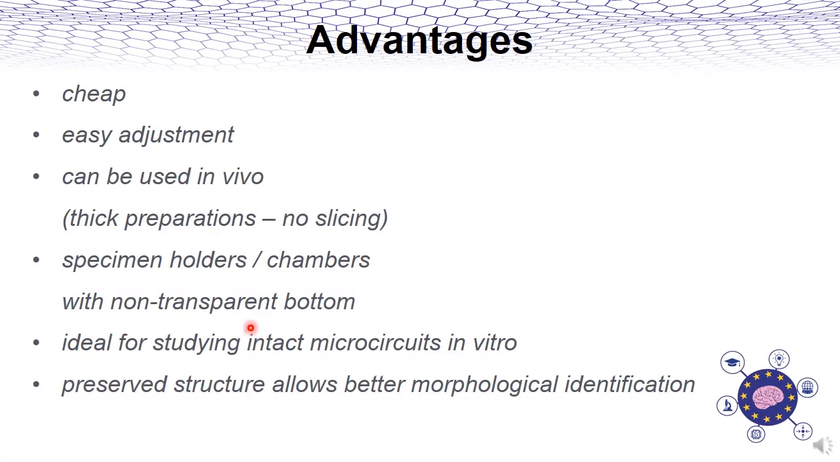The main advantage of oblique illumination compared to DIC is that it is cheap and easy to adjust. Using ER-led illumination attached to an objective connected to a camera allows using it in vivo and also a wide variety of in vitro block preparations, making it ideal for studying microcircuits in vitro. It also has to be mentioned that the intact preparations also preserve neuronal structure better, therefore allow more reliable morphological identification.